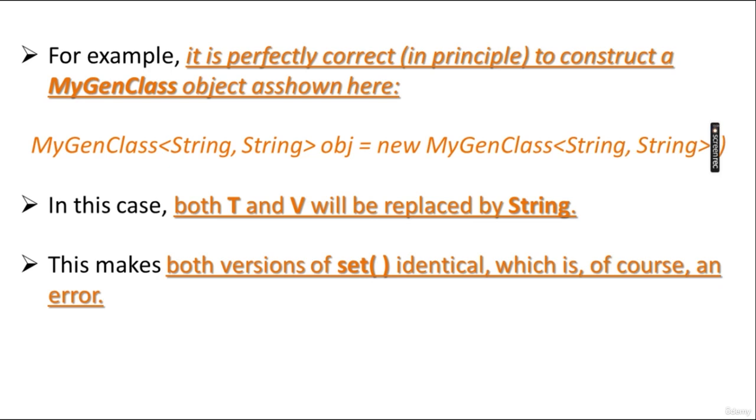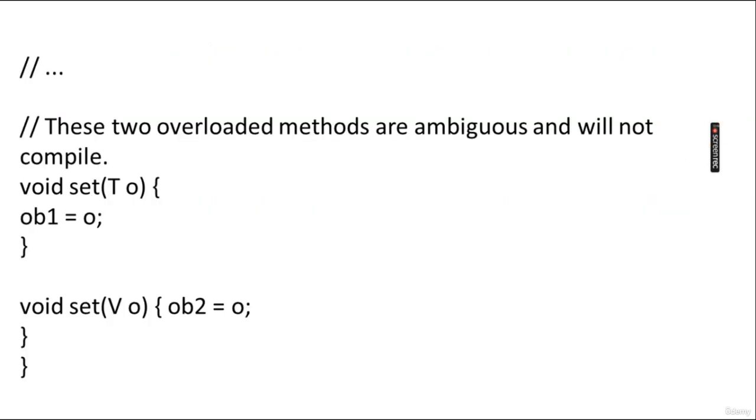to construct a MyGeneric class as shown here. MyGeneric<String, String> ob = new MyGeneric<String, String>. In this case, both T and V will be replaced by String. Okay, this makes both versions of set identical, which is of course an error. So ambiguity is created over here. void set(T o), void set(V o). Here String is passed, here also String is passed, and it will give you an error.